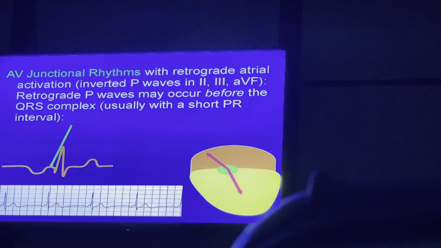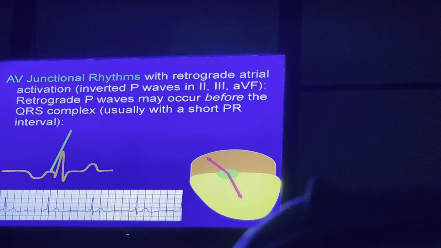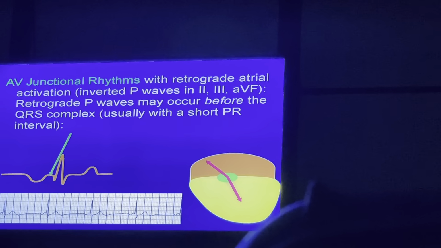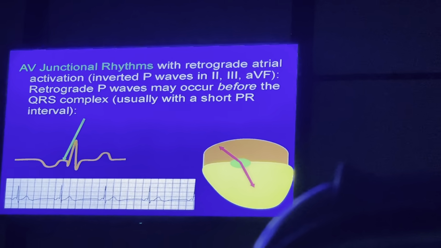So here you see the junction rhythm with very short PR interval. So don't call it LGL syndrome or Lown-Ganong-Levine syndrome. The short PR is because the origin of the P wave is very near from the AV node. That's why the PR interval is short.